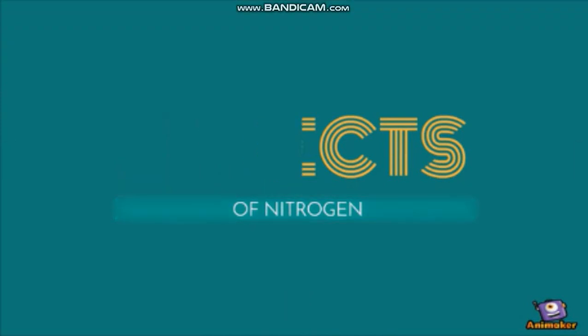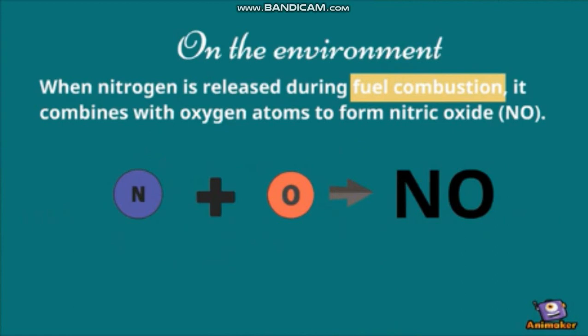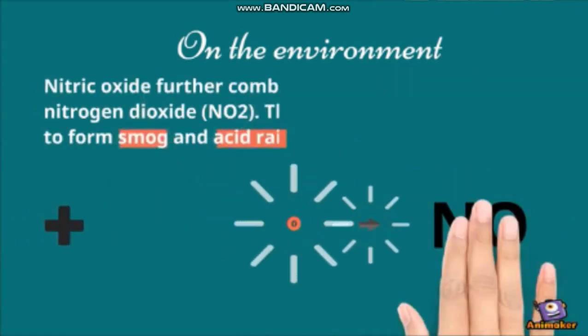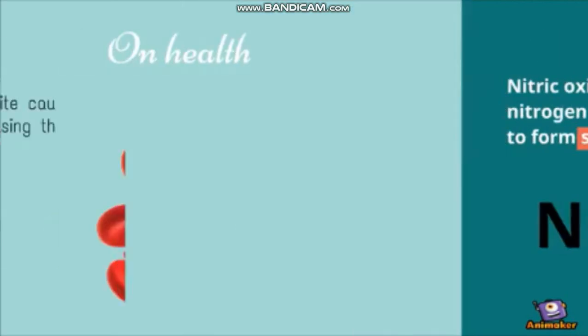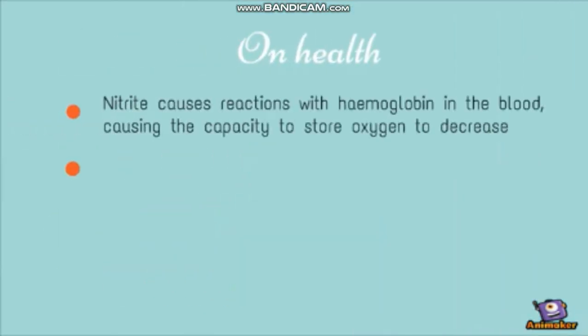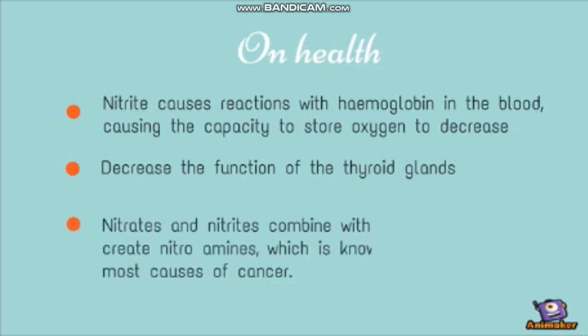Effects of nitrogen. On the environment, when nitrogen is released during fuel combustion, it combines with oxygen atoms to form nitric oxide. Nitric oxide further combines with oxygen to form nitrogen dioxide. The oxides of nitrogen react to form smog and acid rain. On health, nitrite causes reactions with hemoglobin in the blood, causing the capacity to store oxygen to decrease. It decreases the function of the thyroid glands.